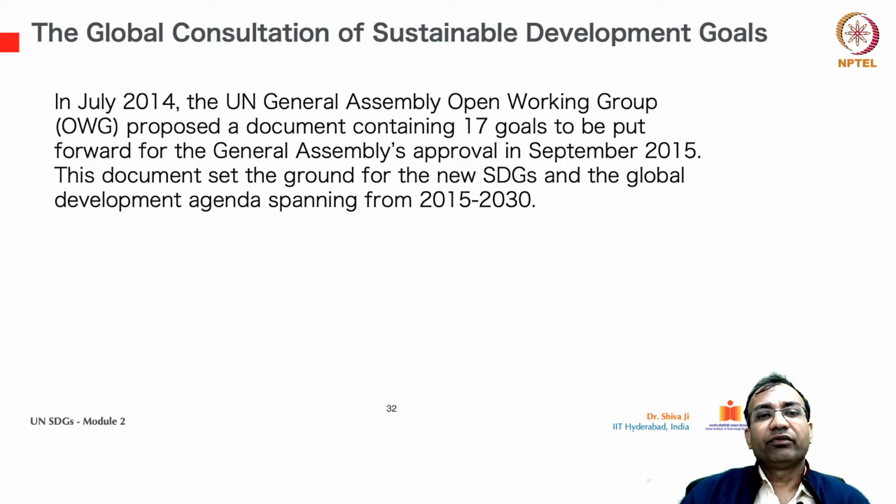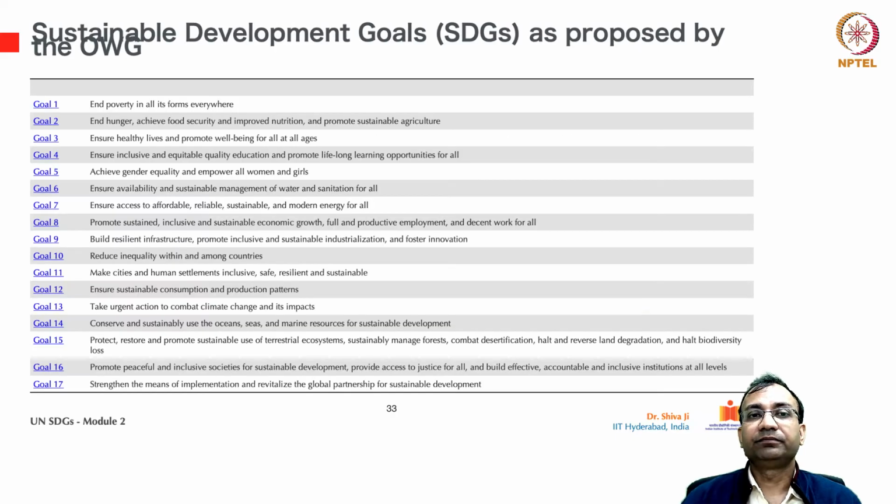In July 2014, the UN General Assembly Open Working Group (OWG) proposed a document containing 17 goals to be put forward for the General Assembly's approval in September 2015. This document set the ground for the new SDGs and the Global Development Agenda spanning from 2015 to 2030. So remember these years. Well, what are those 17 SDGs? That list is given over here.